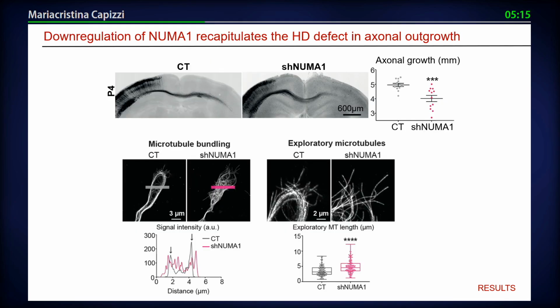Since in HD NUMA is downregulated, and since its function is not known, we decided to downregulate NUMA in wild-type neurons and analyze the phenotype. It was really striking that with the shNUMA we could recapitulate all the HD phenotype we observed at the level of axonal growth and the growth cone. In fact, after NUMA shRNA, the fibers were shorter, and the microtubules in the growth cone were strongly disorganized. So this means that NUMA is an important partner in axonal growth, and its knockdown has strong consequences at the level of axonal growth.